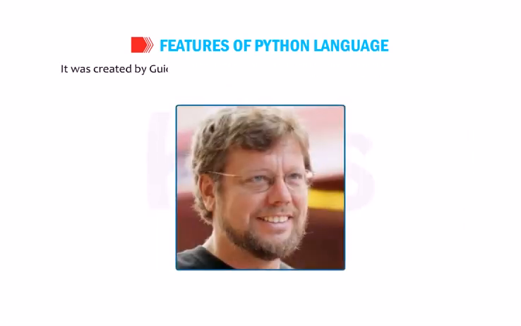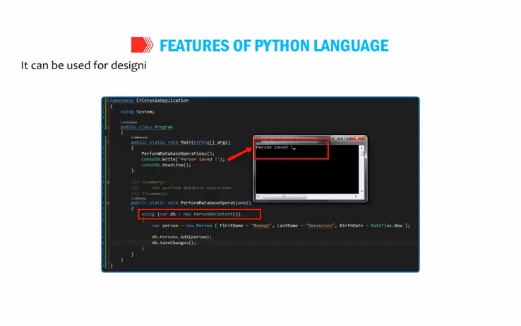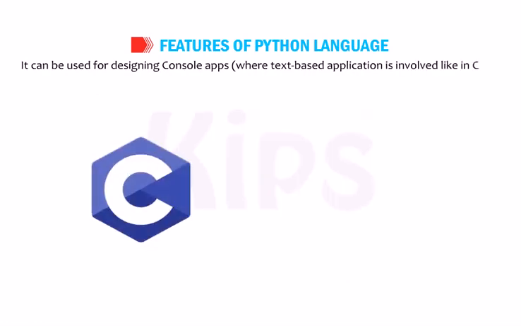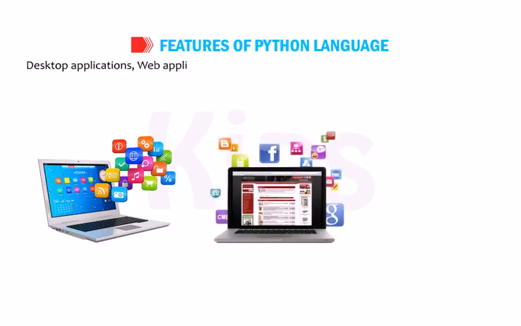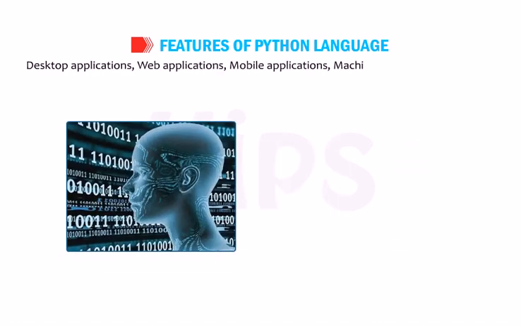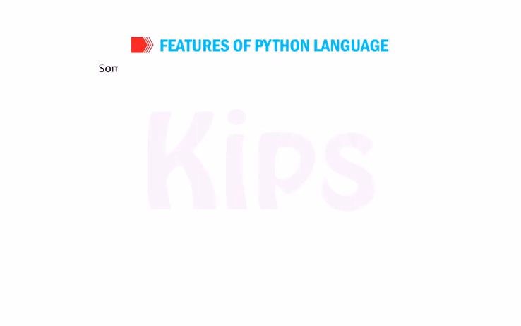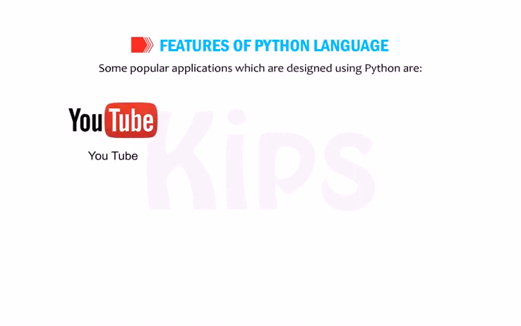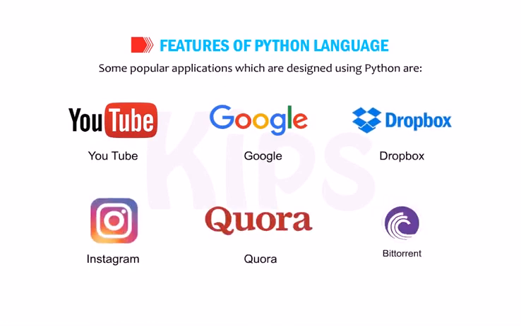It was created by Guido van Rossum at CWI, Centrum Wiskunde & Informatica. It can be used for designing console apps where text-based application is involved, like in C and C++ language, desktop applications, web applications, mobile applications, machine learning, robotics, and performing scientific computing. Some popular applications which are designed using Python are YouTube, Google, Dropbox, Instagram, Quora, BitTorrent.